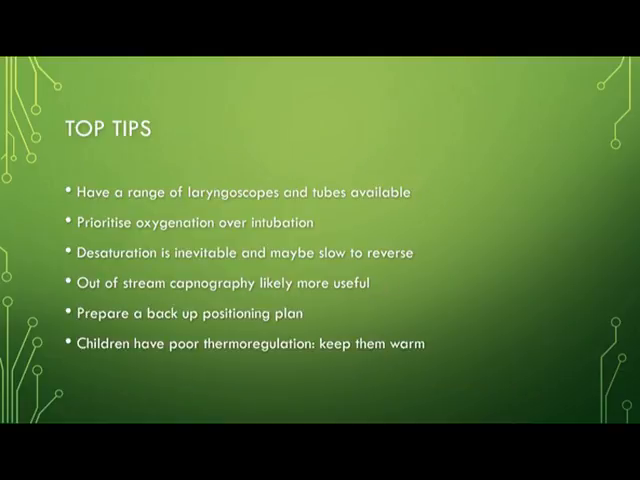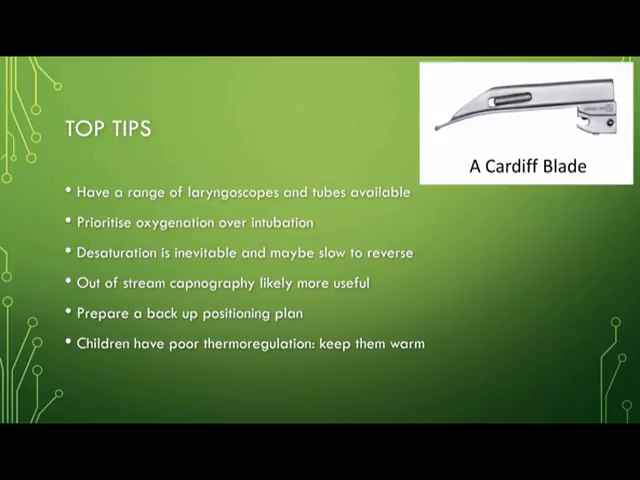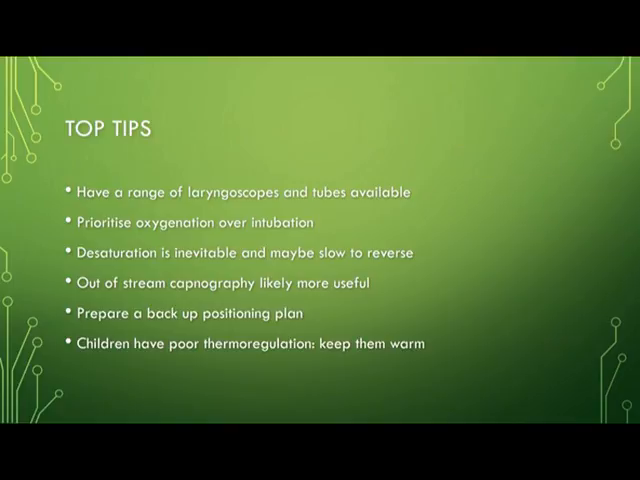So these are my top tips for managing the paediatric airway. Always have a range of laryngoscopes, both straight and curved blades, available. A Cardiff blade, which is a hybrid of a straight and curved blade, is often a useful default option. A range of endotracheal tubes is useful, especially the size below and the size above. Intubation bougies or rigid devices may be useful in the oedematous airway.